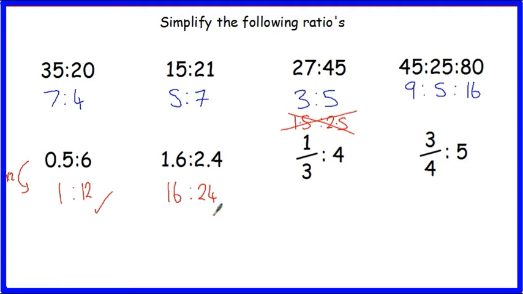I would get rid of that decimal. Then I would say try to simplify. I'll just simplify this. 8 goes in there twice. 8 goes in there 3 times. Multiply this one by 3 to get me to 1.